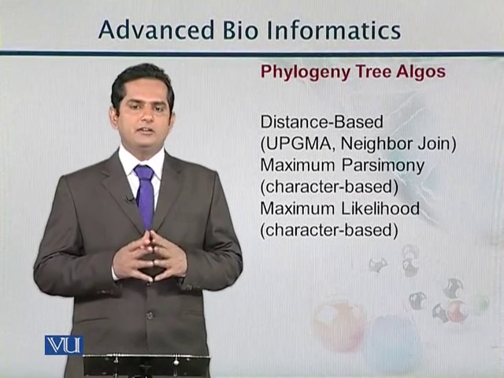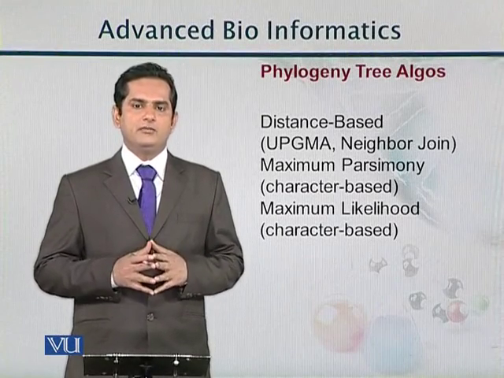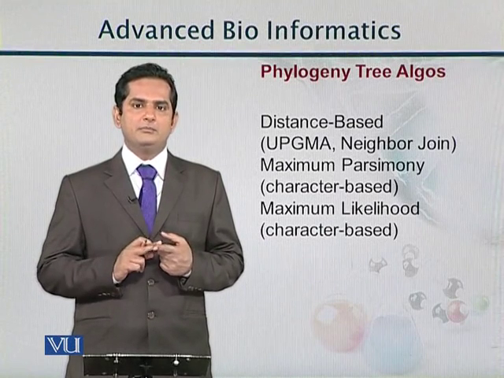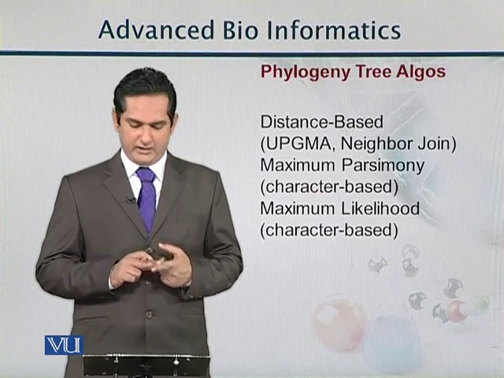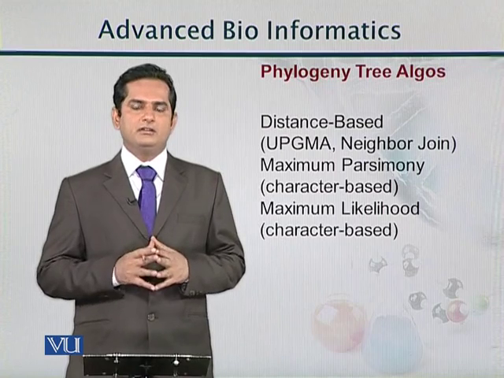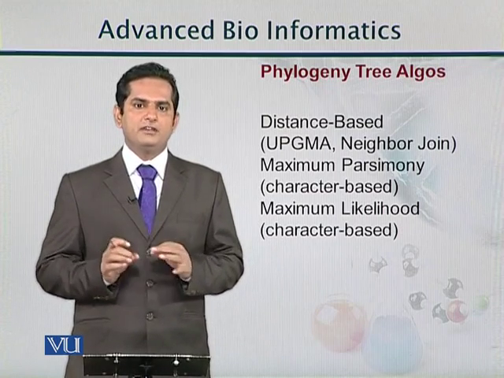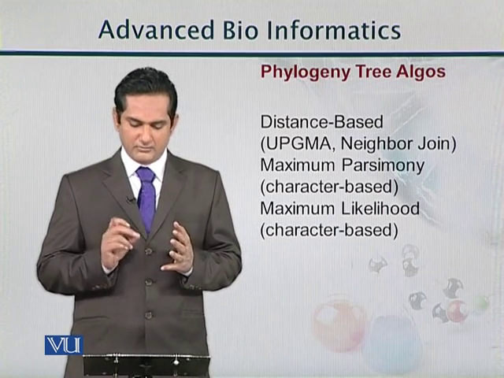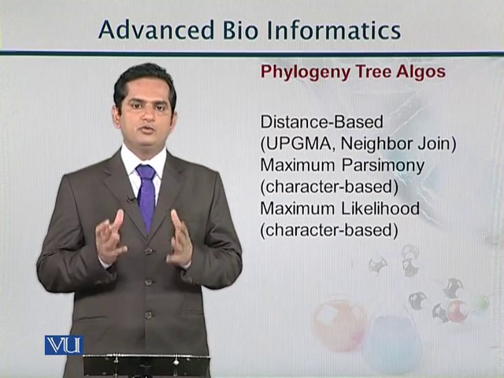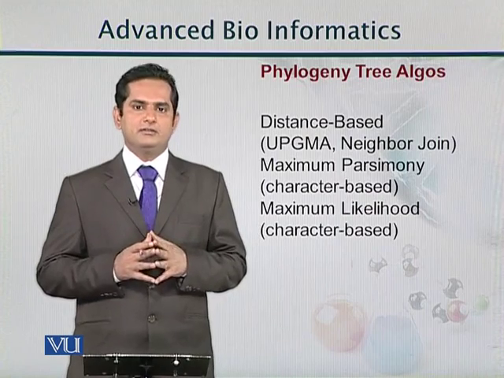There are three different methods for construction of phylogenetic trees: distance-based methods, maximum parsimony-based methods, and the third one is maximum likelihood-based methods. Maximum likelihood and parsimony-based methods are character-based methods. On the other hand, distance-based methods are used for continuous distances.